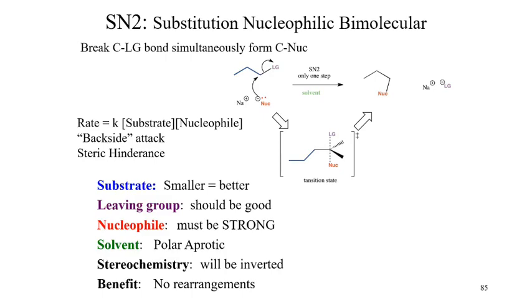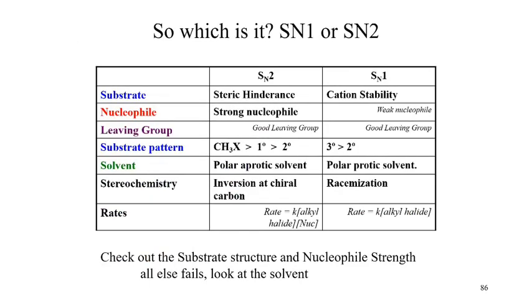So in this case, no rearrangements. So deciding between which it was, SN1 versus SN2, we've got it all kind of listed out there. You'll notice that we have two blue sections showing up. We've got the substrate pattern and substrate showing up in two different places. Sorry, I thought that was a blue pen. Okay, showing up in two places.